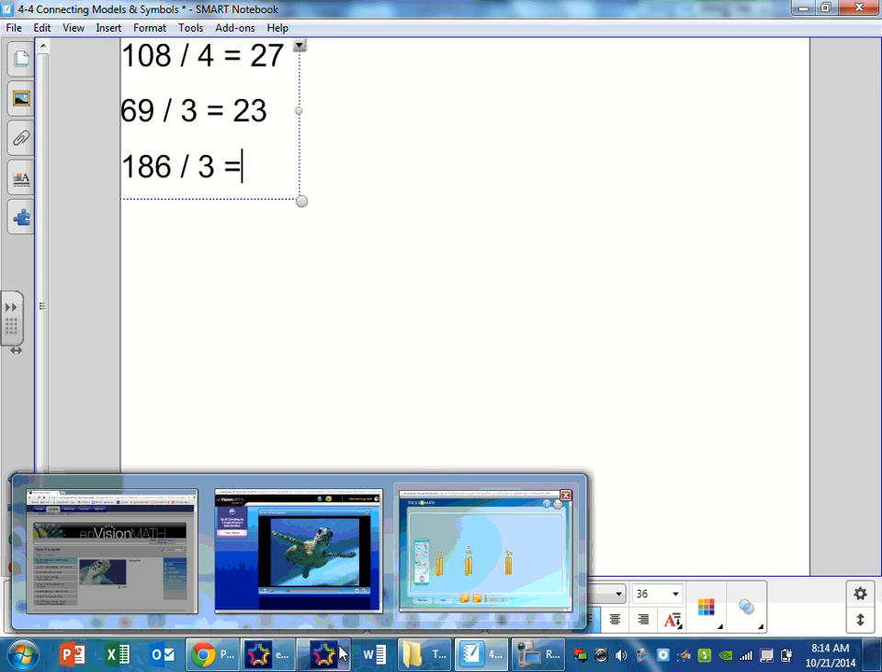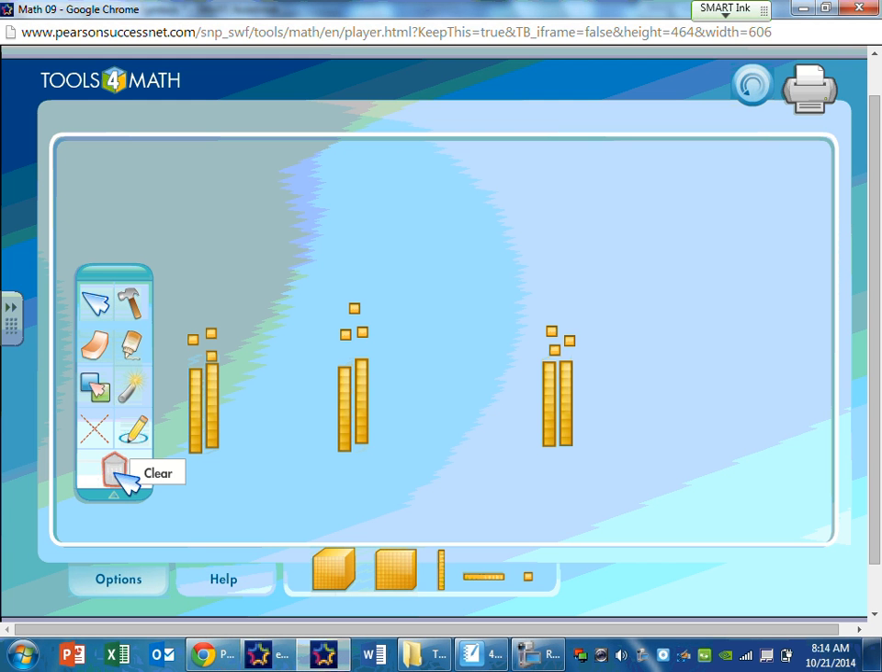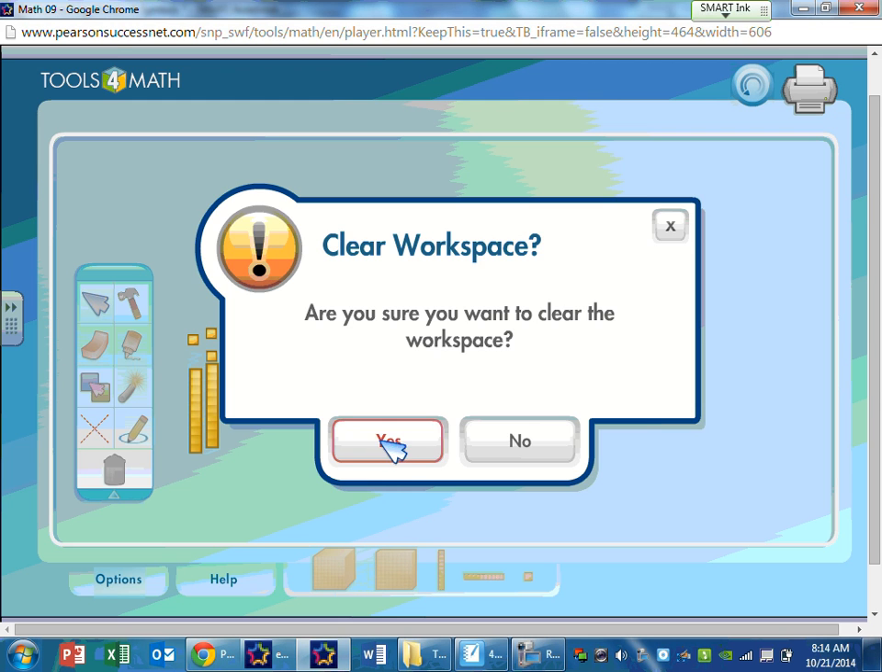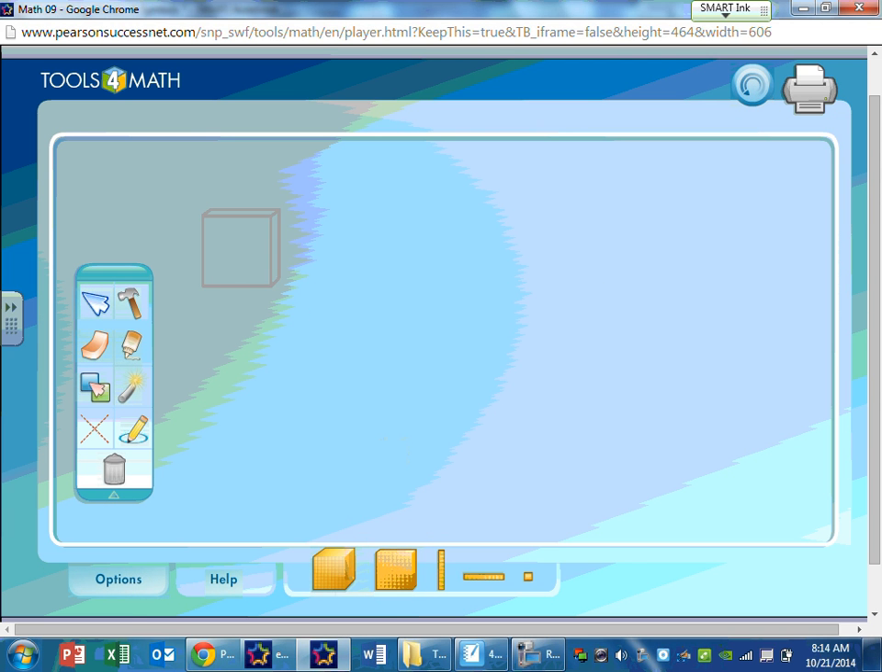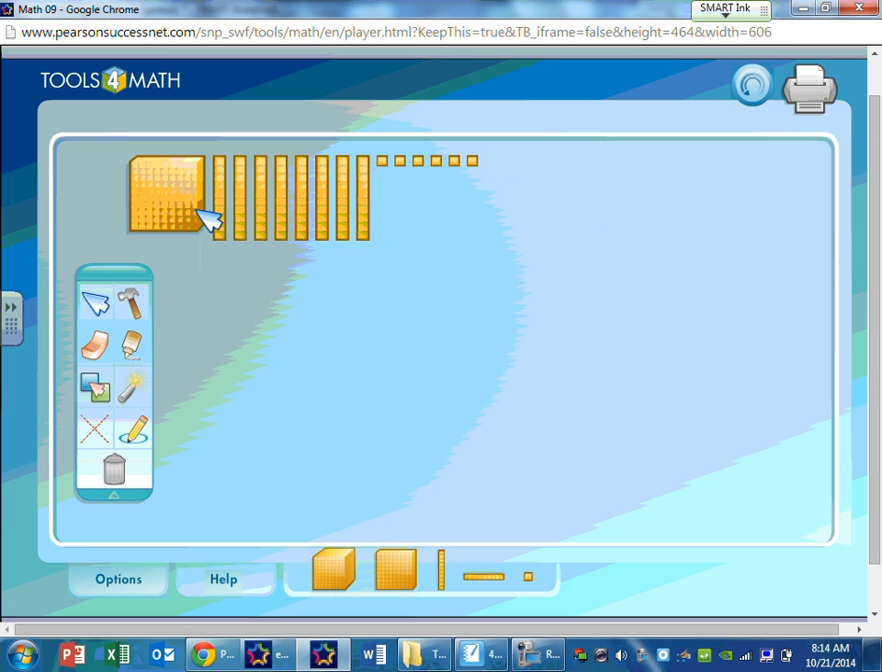So let's go back to our tools. We need to start with our dividend, which is 186. This little trash can will clear my workspace. Yes, I'm sure. Okay, let's start with 100 and 80. 1, 2, 3, 4, 5, 6, 7, 8, and 6 ones. There's my magic wand to make them nice and neat.